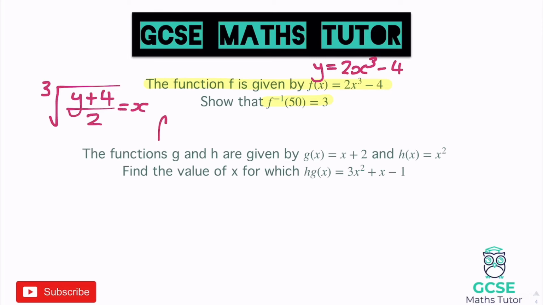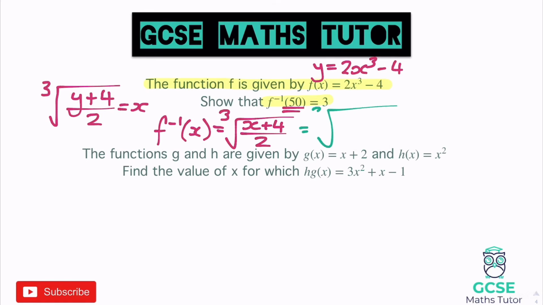So if we write that, we've got our inverse function of f minus 1 of x, swap round our x and y's again, and we get the cube root of x plus 4 divided by 2. And then we need to go about subbing 50 in. If we sub 50 in, we end up with the cube root of 50 plus 4, all divided by 2. 50 plus 4 is 54, divided by 2, leaves us with 27. So we have the cube root of 27, and the cube root of 27 equals 3. So that's shown that that is equal to 3, and that is the first part of that question.